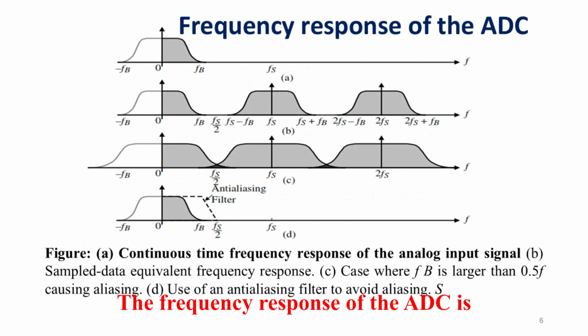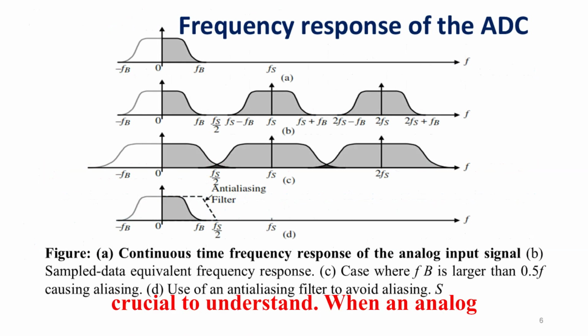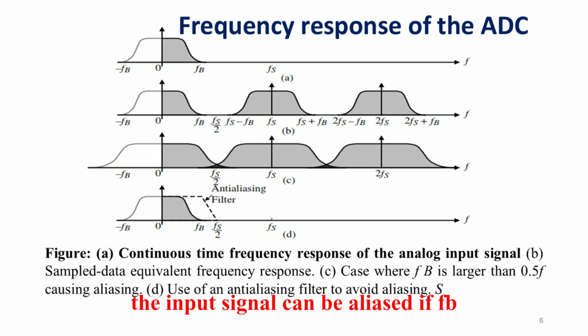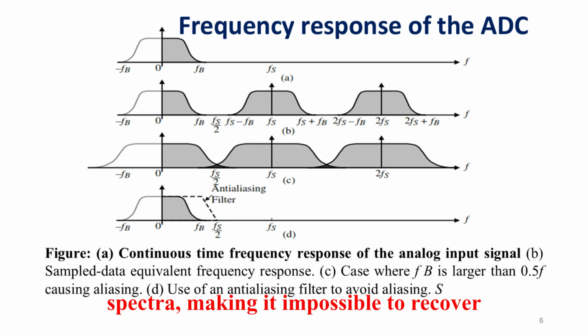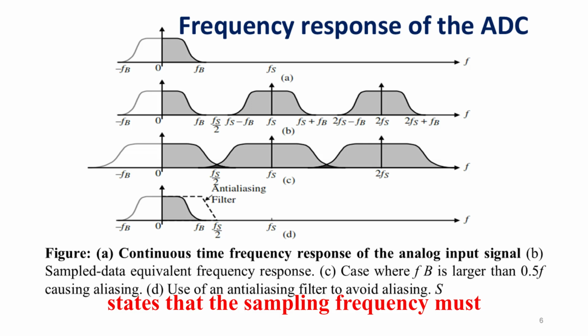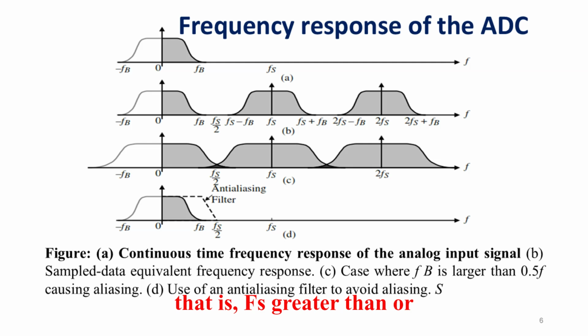The frequency response of the ADC is crucial to understand. When an analog signal with a bandwidth Fb is sampled at a frequency Fs, the frequency spectrum of the input signal can be aliased if Fb exceeds 0.5 Fs. This aliasing results in overlapping spectra, making it impossible to recover the original signal. The Nyquist theorem states that the sampling frequency must be at least twice the signal bandwidth, that is, Fs greater than or equal to 2 multiplied by Fb, to avoid aliasing.